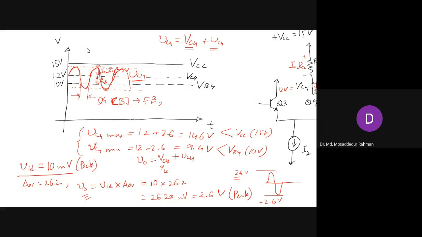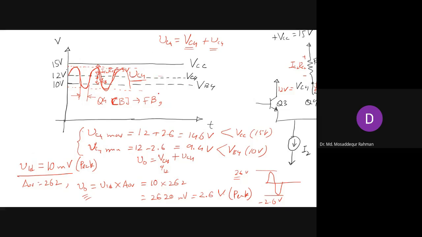What is the condition for the transistor to be in active mode? Sorry, sir. Yeah, it should be reverse biased. It should be reverse bias. Yes, sir. Both of them are in forward biased condition, so in saturation.